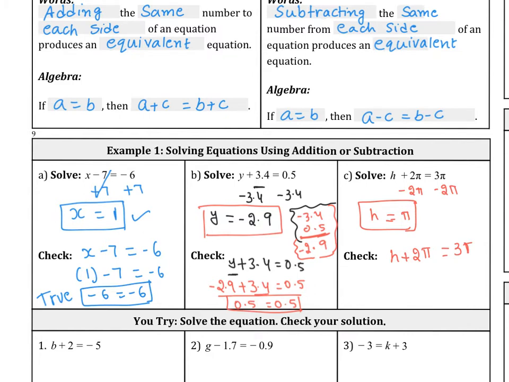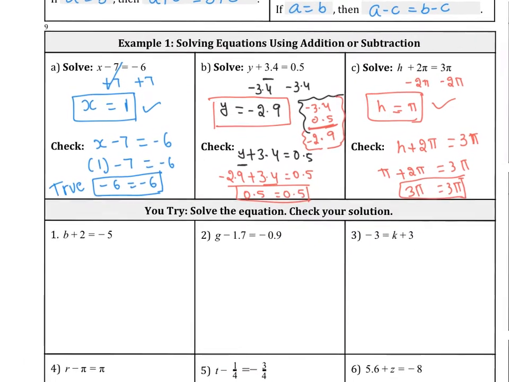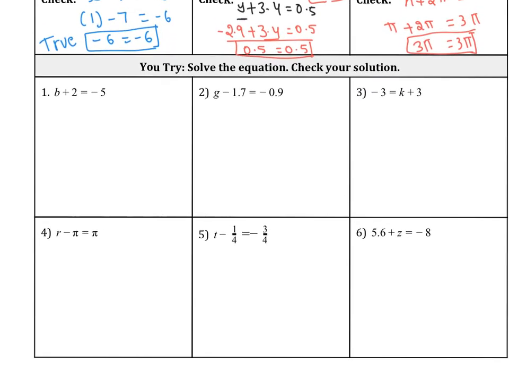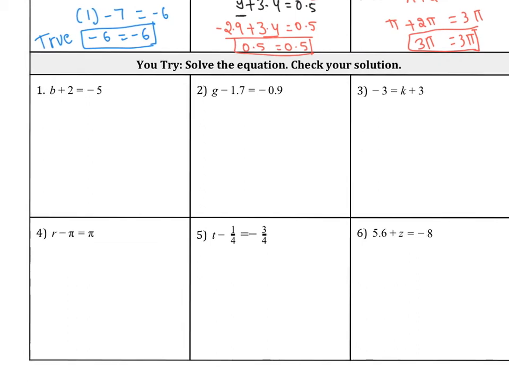You're going to use the h value. Pi plus 2 pi equals 3 pi. So 3 pi equals 3 pi. So this is true, so that's why we say h equals pi is your correct answer. So you're going to try the six problems on the bottom here, and then we will match answers, and I'm going to give you a few minutes to do number 1 through number 6.